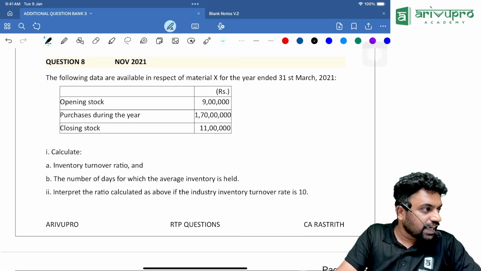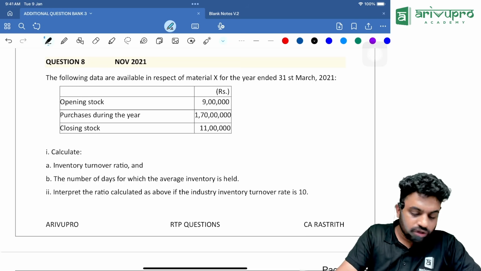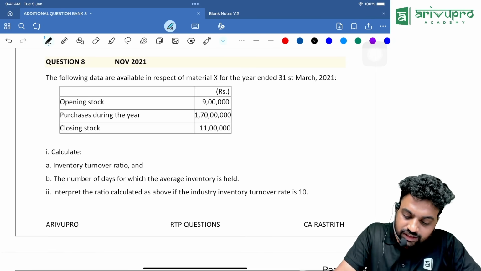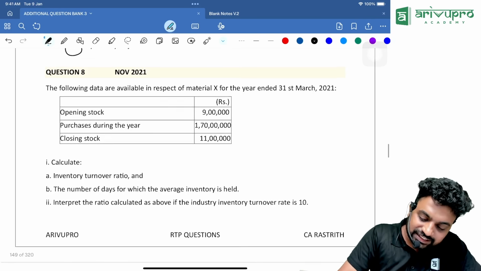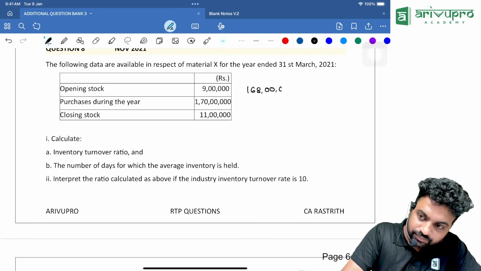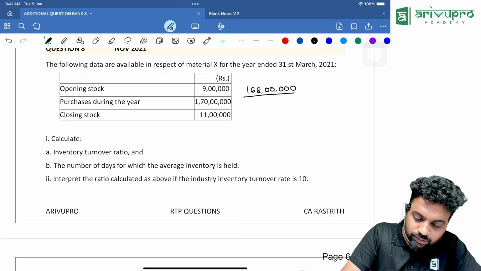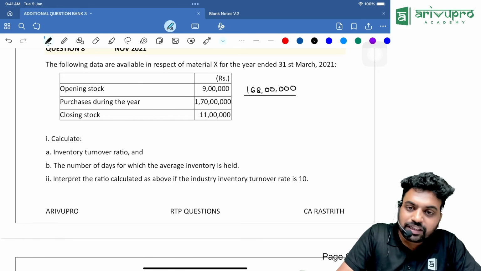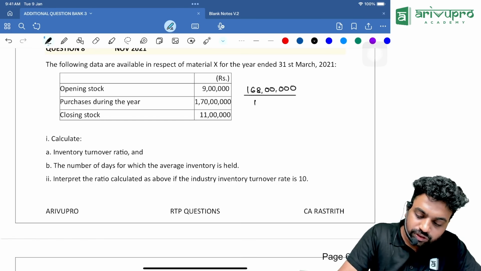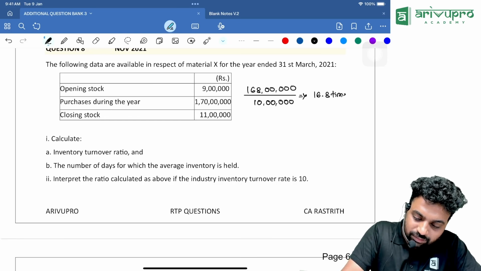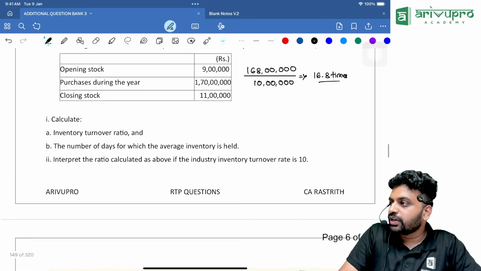They are asking for ITR, inventory turnover ratio. Opening stock plus purchases minus closing will give you cost of material consumed. That is 179 minus 11, 168 lakhs. Correct? That is your cost of material consumed. Average inventory is opening stock plus closing stock divided by 2. 9 lakh plus 11 lakh, 20 lakh, divided by 2, 10 lakh. Which means it is 16.8 times. Inventory turnover is 16.8 times.